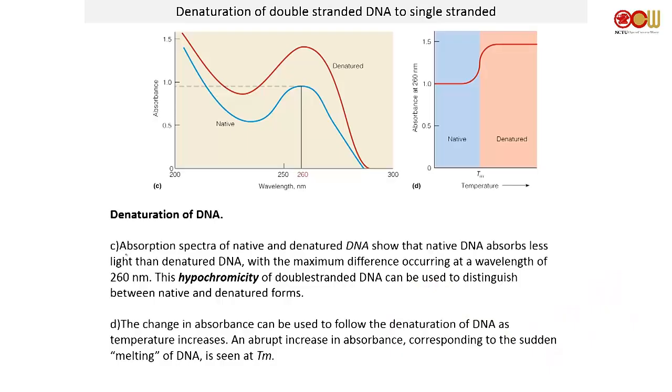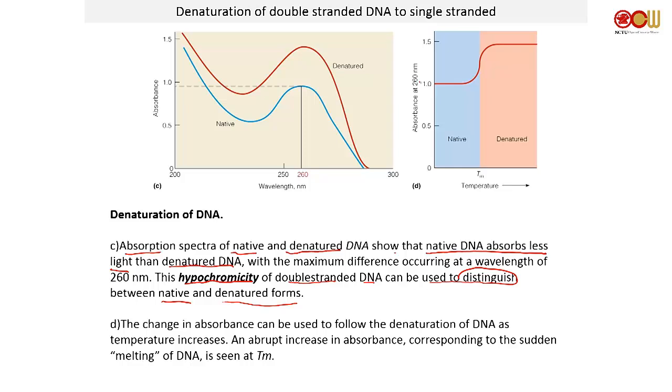Okay, so absorption spectra of native and denatured DNA show that the native DNA absorbs less light than the denatured DNA. That's cool, right? So this thing called the hyperchromicity of double-stranded DNA can be used to distinguish between native and denatured forms. This actually gives us an experimental advantage in determining the TM of your particular DNA. How do I do that?